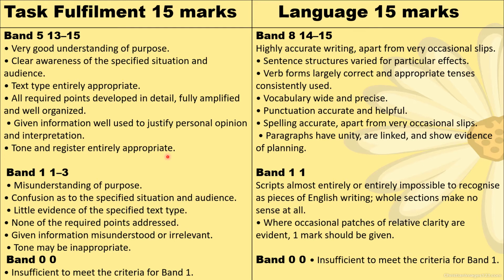Now, on the other hand, when we look at the language marks, which are 15 marks, here the highest band is 8. A person who is ranking in this band will get 14 to 15 marks. Let's see what the language criteria are here. Looking at these two things side by side, I'm sure you will understand how you are going to mold your directed writing. Your language has to be highly accurate, apart from very occasional slips. They are acceptable, but they should not be major.